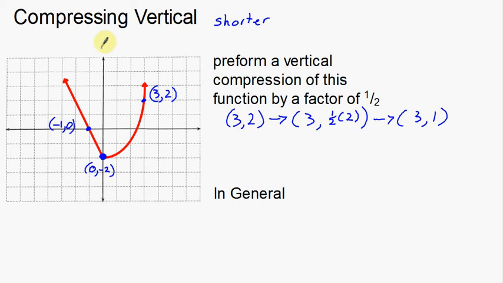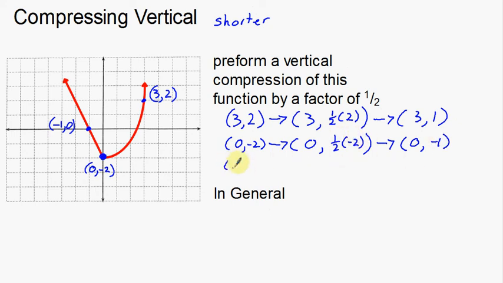Again, compression vertically, vertical is your y-axis and the y-coordinates. When I look at this point, I'm only changing the y-coordinate. So let's do that for the rest of the points. (0, -2) is my next point. The 0, the x-coordinate, is going to stay the same, but I'm going to multiply the y-coordinate by 1/2, which changes this to (0, -1). Half of negative 2 is negative 1. The last one we have is (-1, 0). I'm going to modify this point by taking the y-coordinate and multiplying by 1/2, but multiplying by 0 is awesome, and nothing actually happens. All I still get is 0.